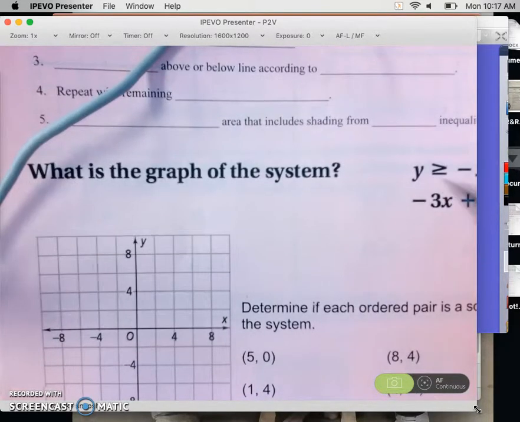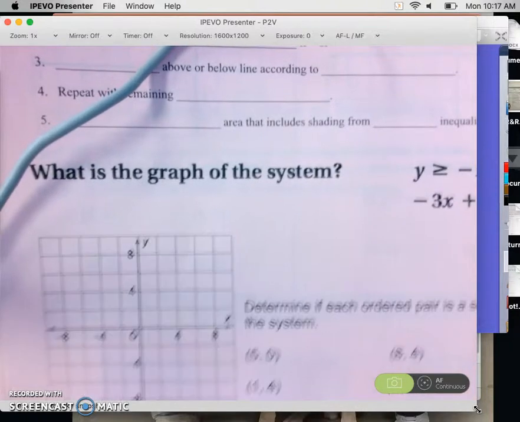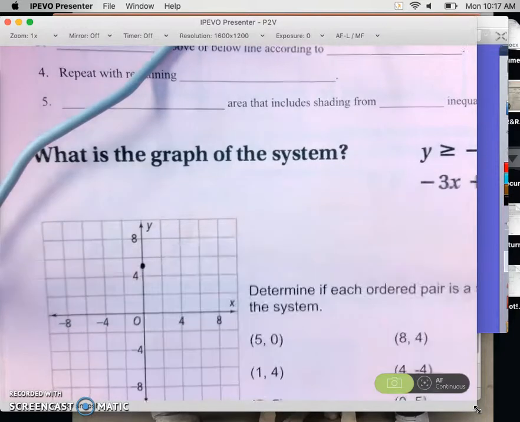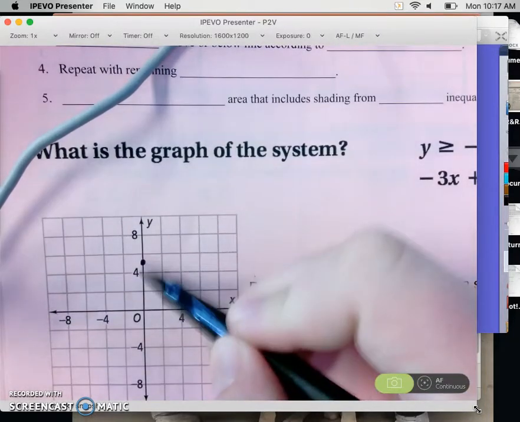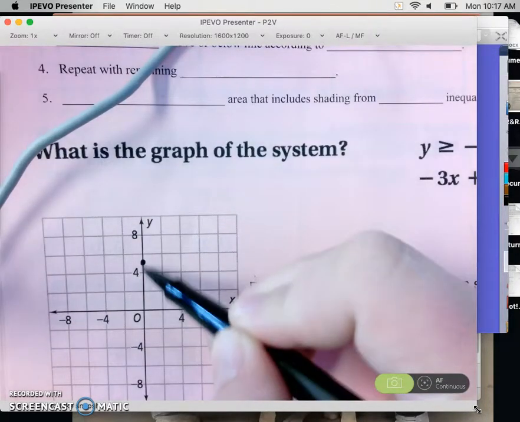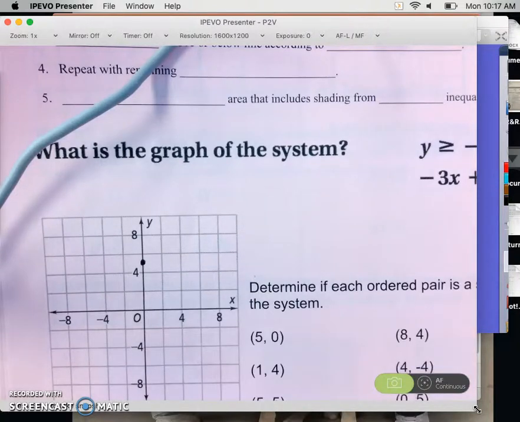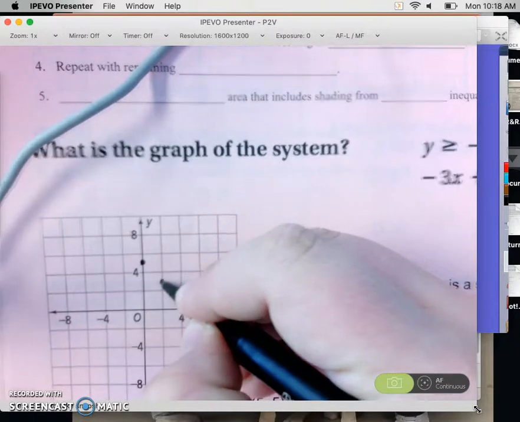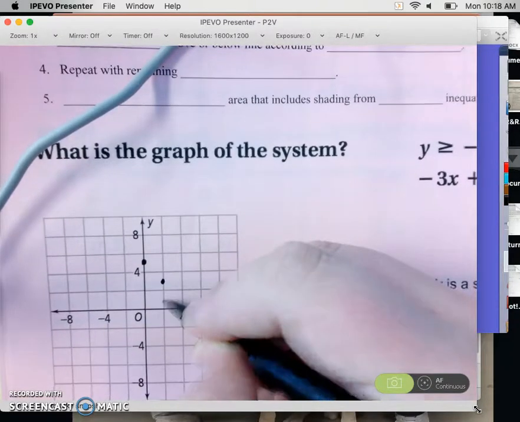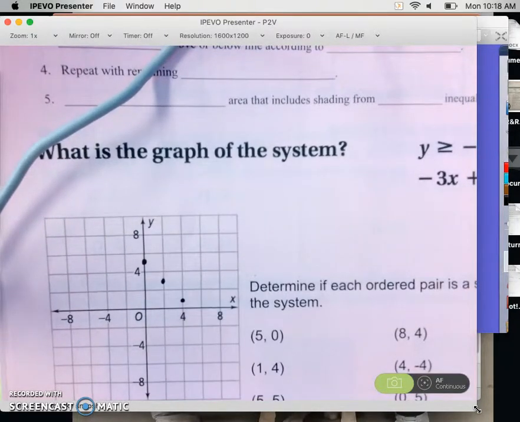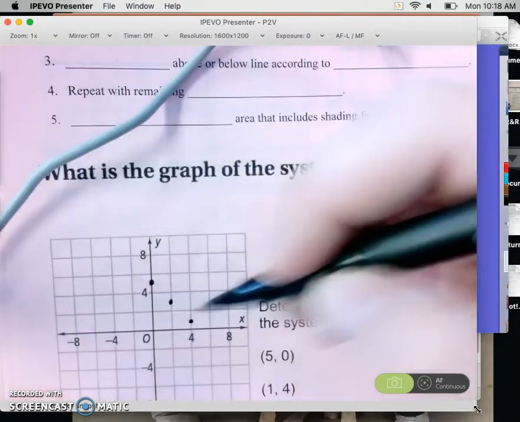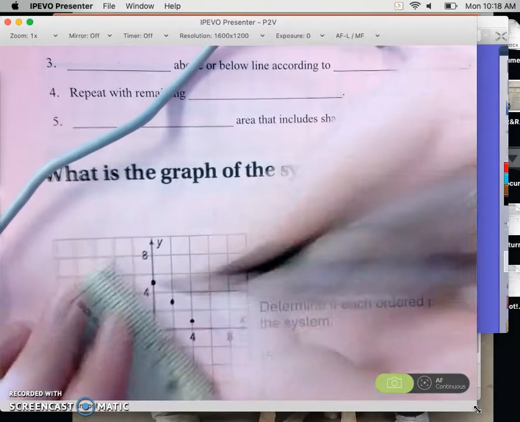Alright, so y is greater than negative x plus 5. So I start with plus 5. I would go right here, correct? Because between 4 and 6 is 5. And then a negative, so I go down 1 over 1. Down 1 over 1. And it's or equal to, so it's going to be a solid line.